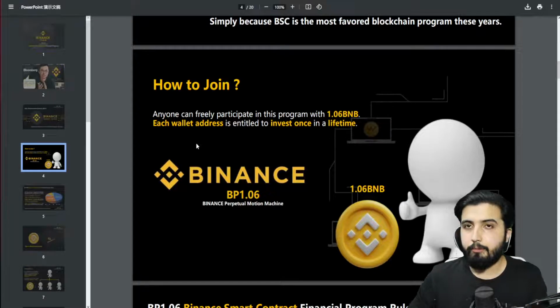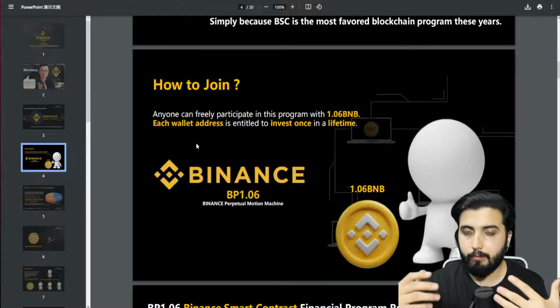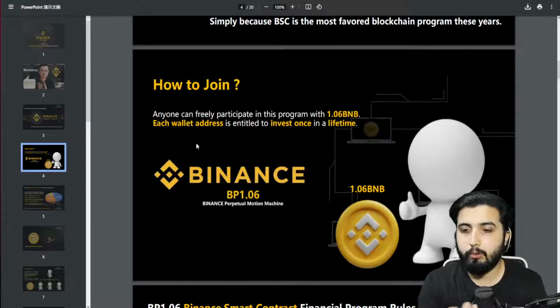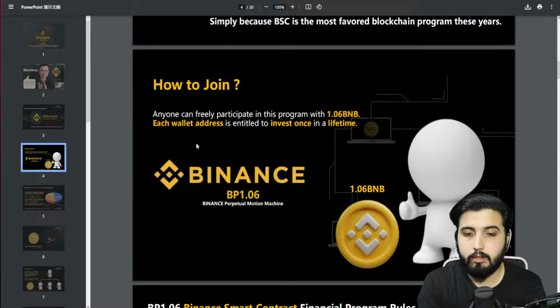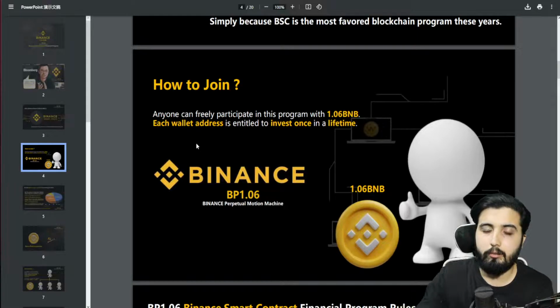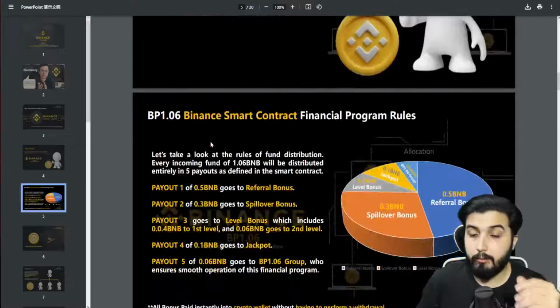Okay, so we do know the origin of the name of the project, which comes from that every person here who wants to join in on this will be performing an initial investment of 1.06 BNB, which you can take the current price of the BNB. It is going to be almost the same as the price of 1 BNB, because 1.06 isn't that much. So you will be performing this one investment only once in your lifetime on every single wallet, and that's all you need to do.